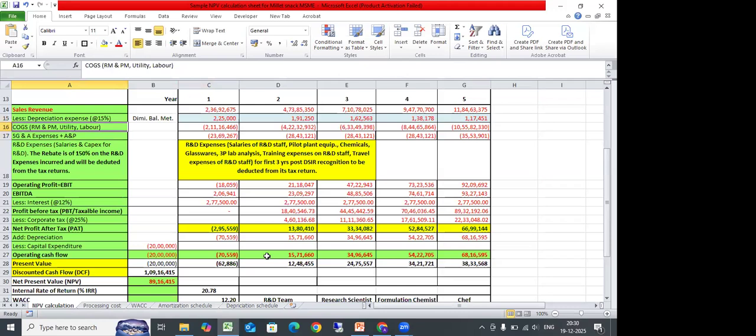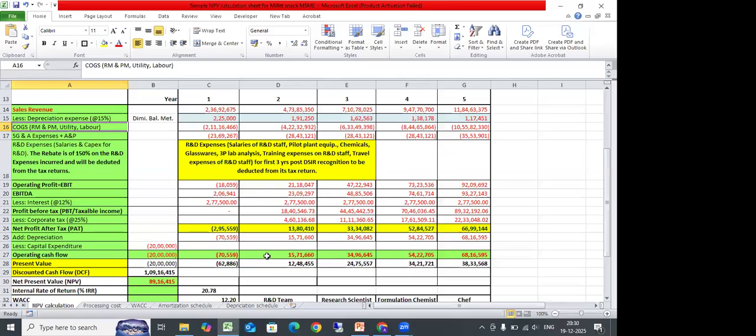She does not have any machinery. She is operating from her head office and a warehouse, where she takes the material from a third party, packs it in her own packaging material, and then distributes and sells it. So she will bear the cost of RM, PM, and utility that will be charged to her.